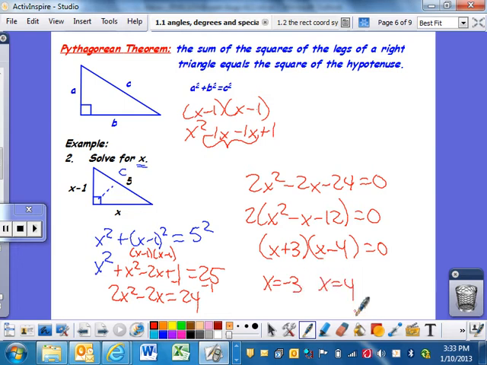If you give me both those answers on a test, you get it wrong, because this is a side length. And side lengths literally can only be positive. So this negative 3 will not work. There's no such thing as a side length of negative 3. So keep that in mind as we go through those problems.